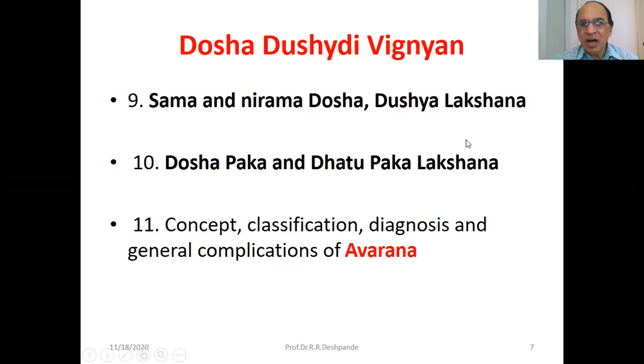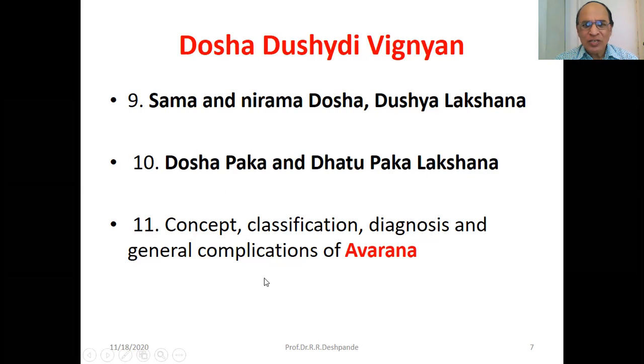Dosha Paka and Dhatu Paka Lakshana. Dosha Paka is a curing process; doshas are curing. But Dhatu Paka is a more dangerous condition, bad prognosis. Dosha Paka, good prognosis. Dhatu Paka, bad prognosis.